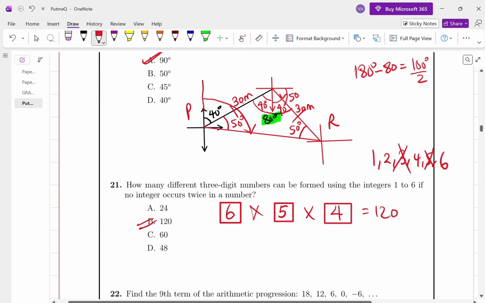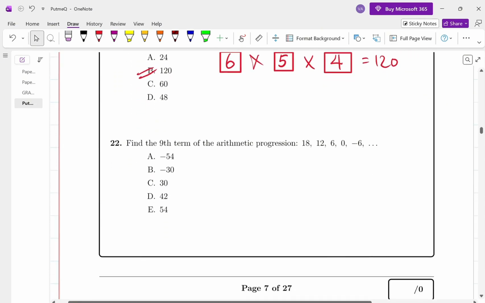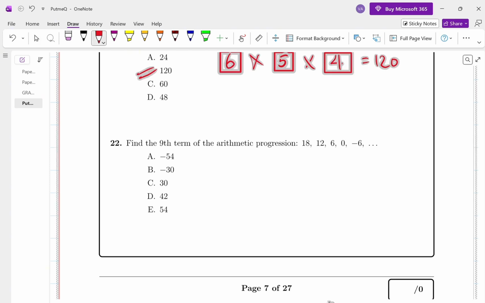Okay, the next question. Question 22 says, find the 9th term of the arithmetic progression. Now what do you notice here? In this progression, it's reducing by 6. So our common difference is minus 6 because it's reducing. Then what's our first term? First term is 18. That's the first number. Now what is the 9th term?